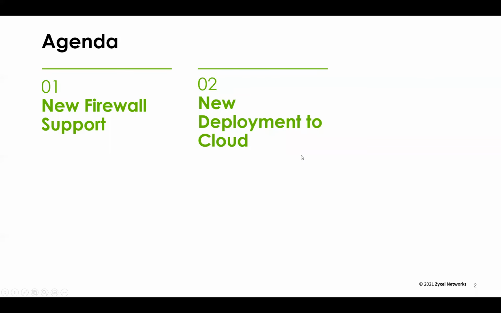Let's look at the agenda for today. It's a very short agenda, mainly because we did cover migrating the USG Flex into the cloud, but there's going to be some differences here because as you see, we also have new support for firewalls, and then we have a new deployment method. So when we get to section number 2, I'm going to cover the old deployment method and then the new deployment method for getting the ATP into the cloud.